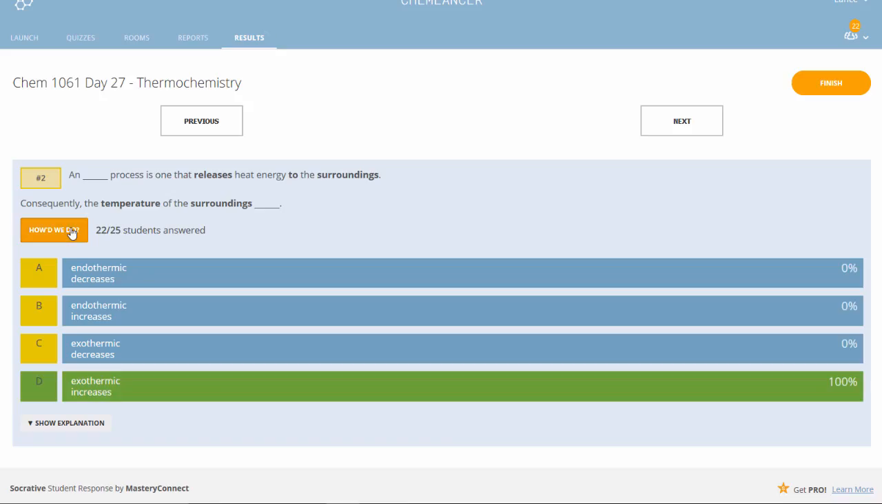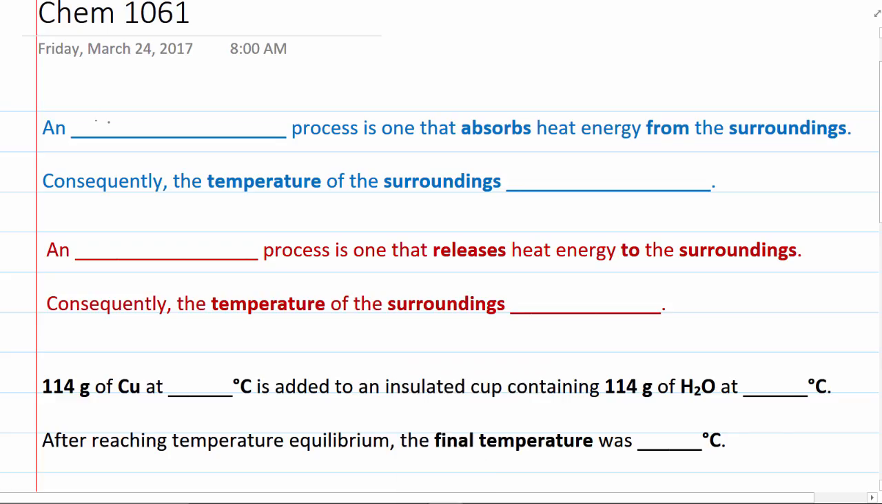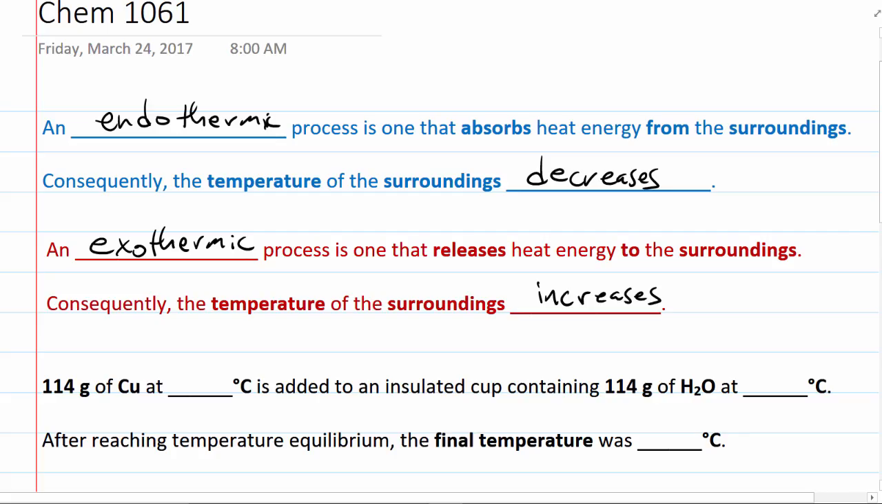All right, so we got perfect on that one. Let's get those into the record for the day. Again, the first one was endothermic. Again, the temperature here is going to do what? Decrease. And that means that an exothermic process, I'm going to try to help you with the colors a bit, an exothermic process is one that releases energy to the surroundings. Consequently, the temperature of the surroundings will increase.